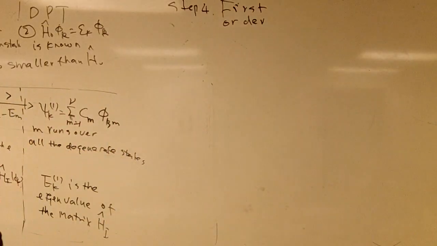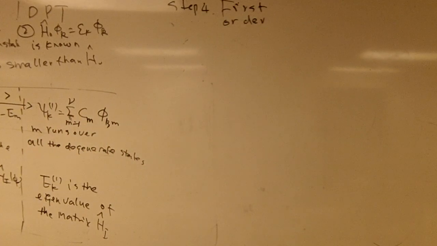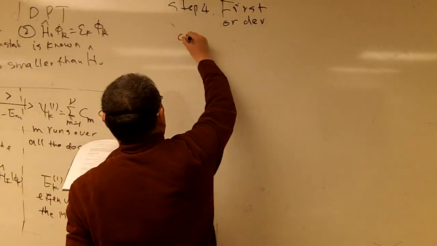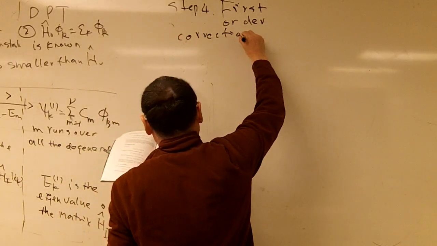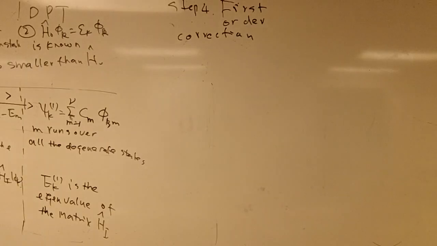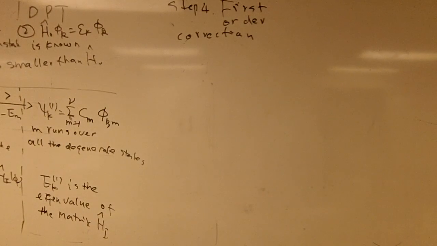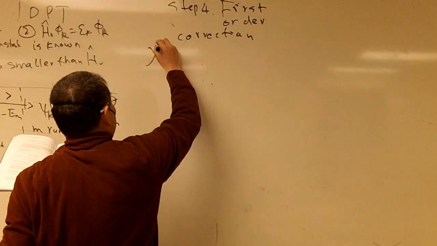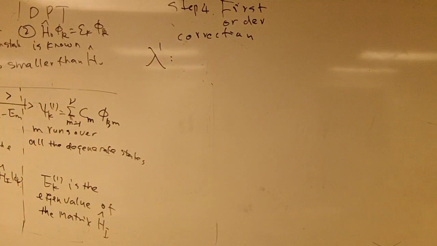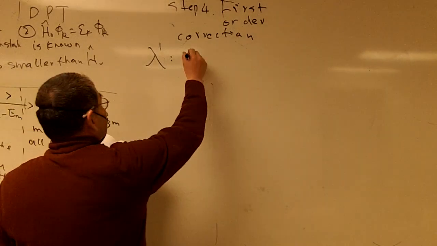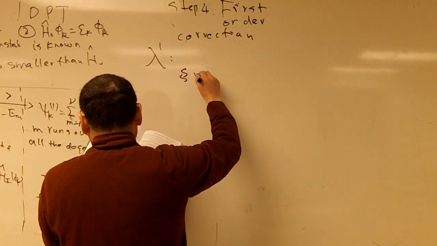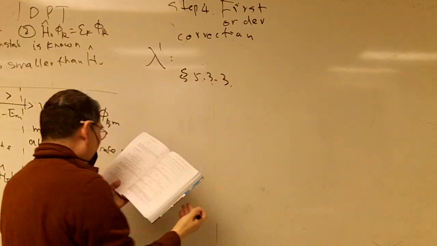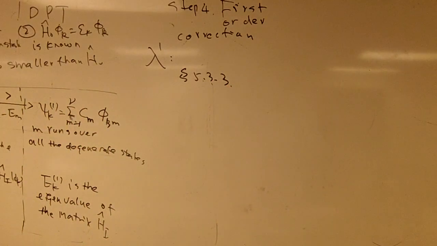So this will be the first order correction. For the first order correction, we essentially use the same approach, except that now the lambda 1 is going to be utilized. So folks, we're going to read from section 5.3.3. Cody, could you read first order corrections 5.3.3?